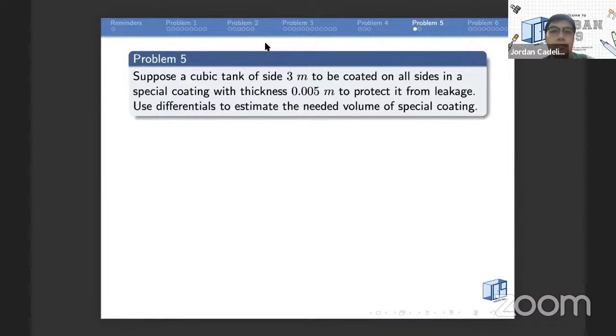Suppose a cubic tank of side 3 meters to be coated on all sides in a special coating with thickness of 0.005 meters to protect it from leakage. Use differentials to estimate the needed volume of the special coating.